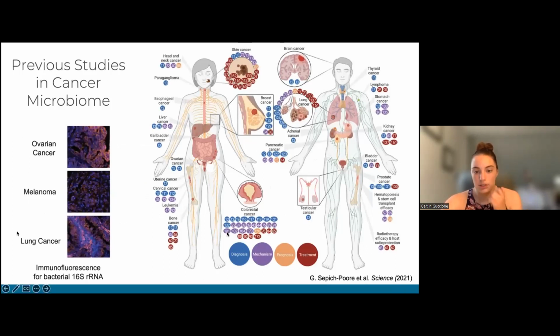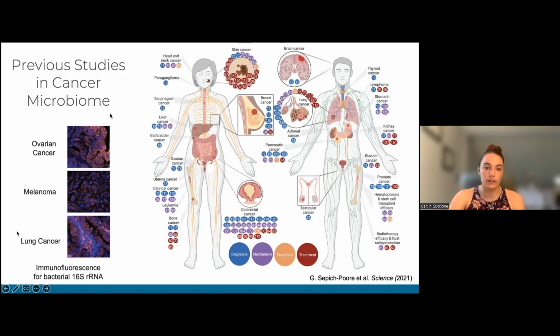Each of these dots just represents a study, and each of the colors represents the type of study we're looking at. The blue one is diagnosis, purple is mechanism, orange is prognosis, and red is treatment. What I find really interesting about this is we do have a ton in colorectal cancer, but we also have a wide range of other ones. We have some in the brain, a ton in the lungs, some in the breast. So there's a ton of people looking at all these different cancer types and how the microbiome is associated with them.